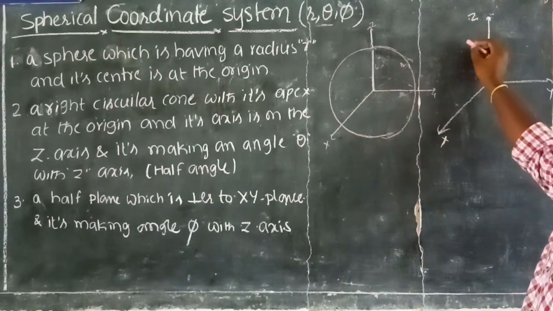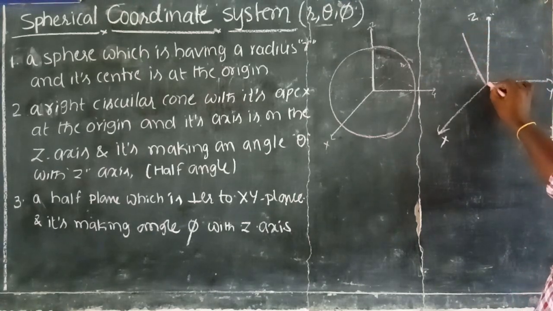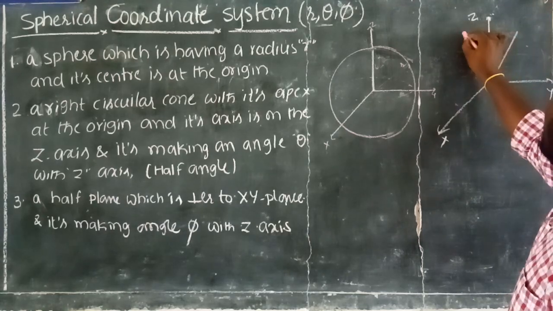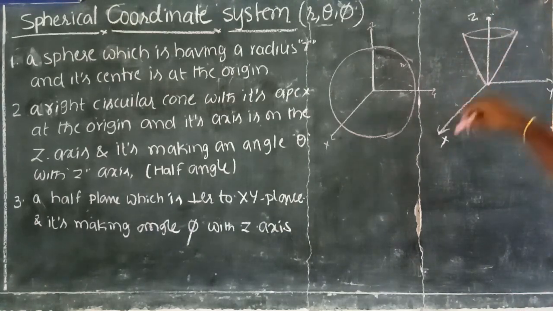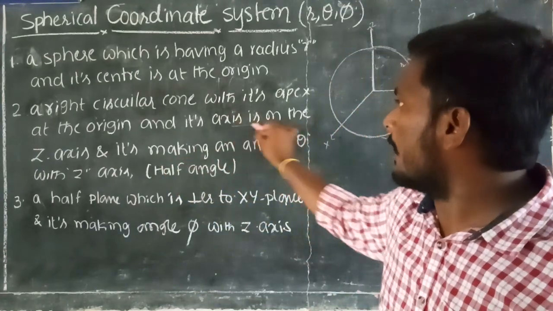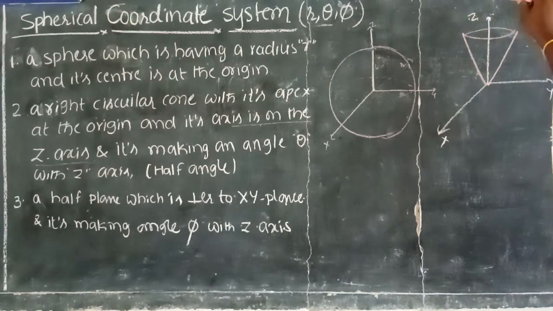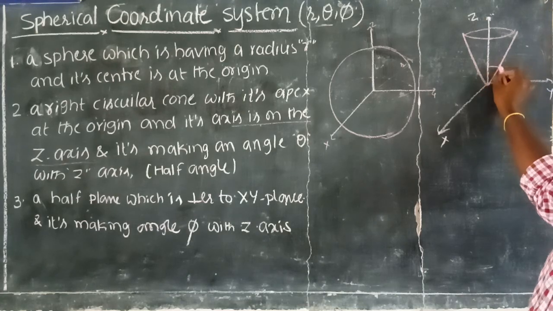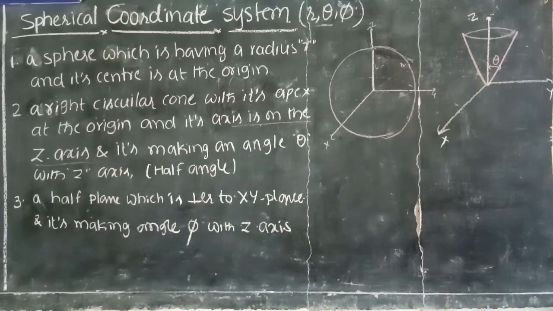That means I am drawing the right circular cone with its apex at the origin. This is the origin and the apex is at this location. And its axis. Axis means center line of the cone. In the definition itself it says that its axis is on the z axis. So that's why I am placing my right circular cone on the z axis and its apex is at the origin and it is making a half angle. How much is it? It is theta with the z axis.